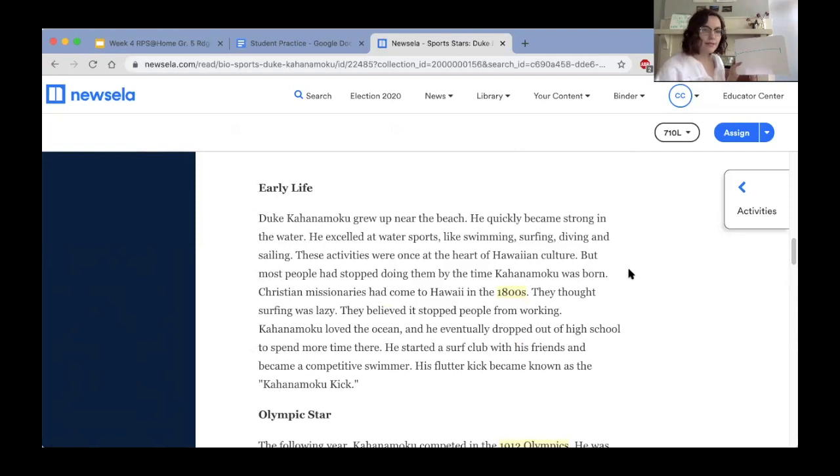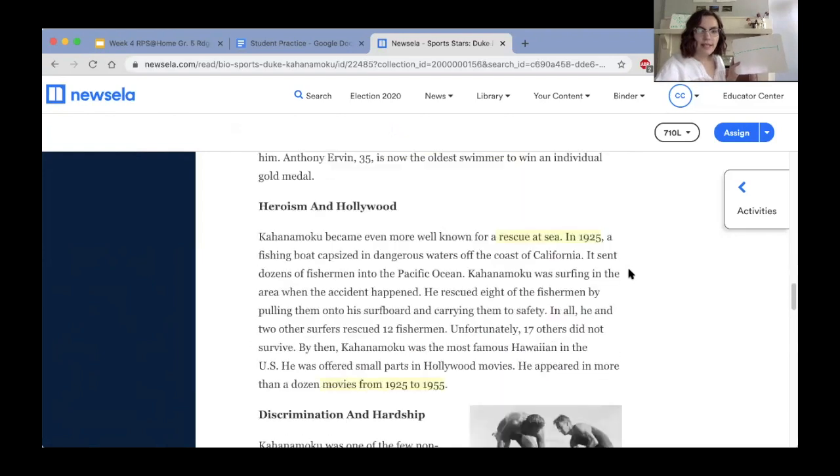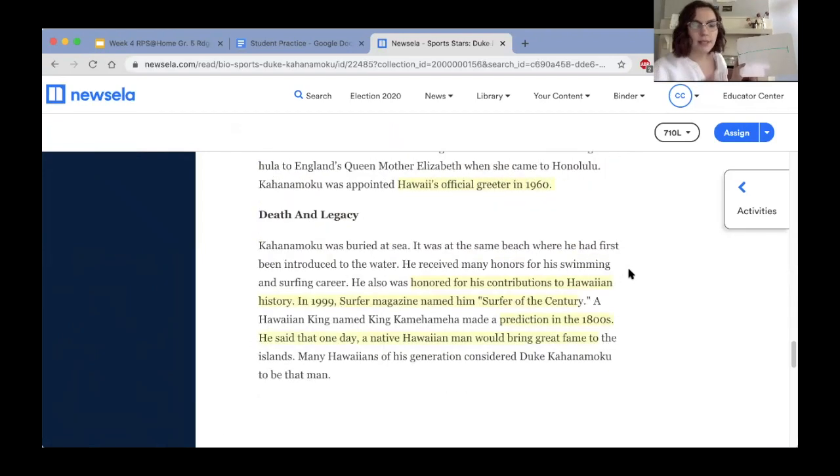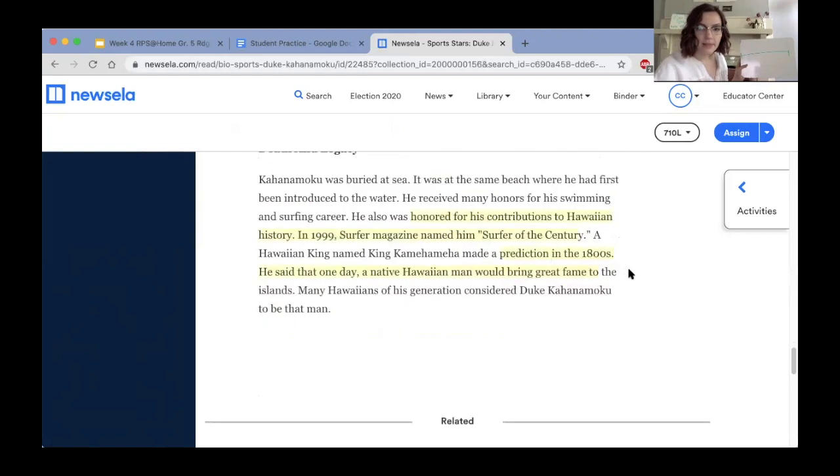Ready? Think about it. What is the other part of the text that happens at the very beginning, even before his life? Ready to find it in 5, 4, 3, 2. It's like a couple hundred years before his life, but it's still important. And 1. We find this actually all the way at the end of the text, because what our author has done is a writing technique called circling back. At the end of the text, they brought it all the way back to before Kanahama's life even began, with a prediction made by a Hawaiian king in the 1800s.